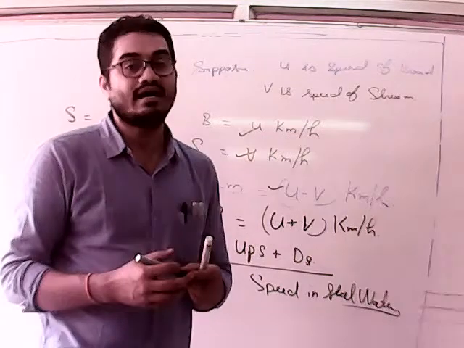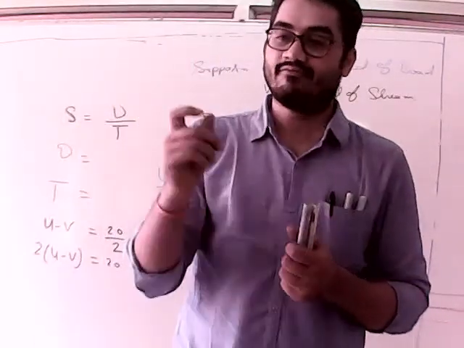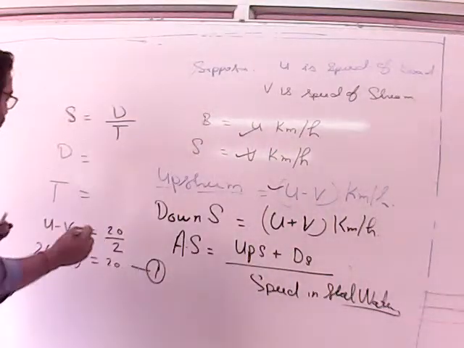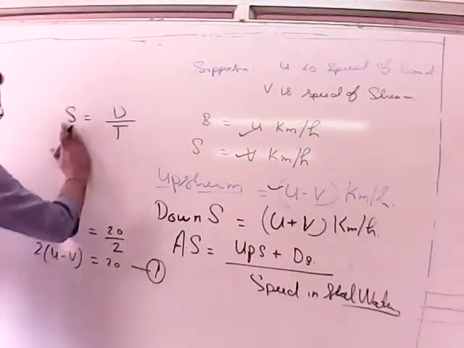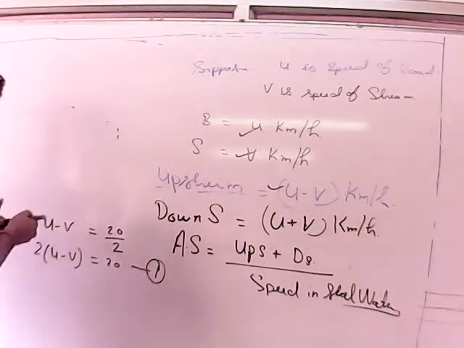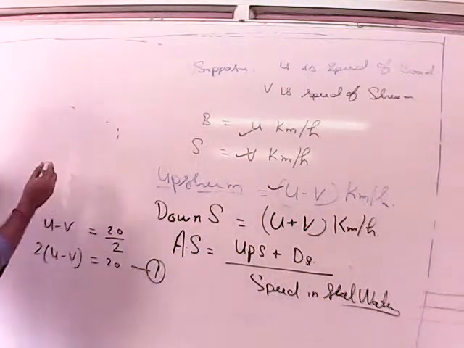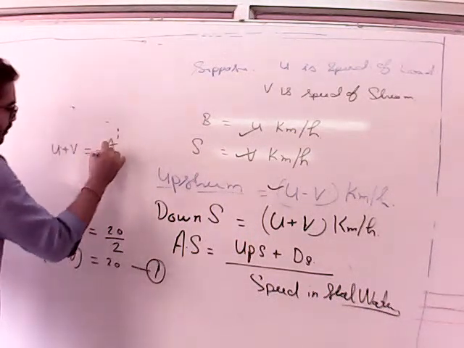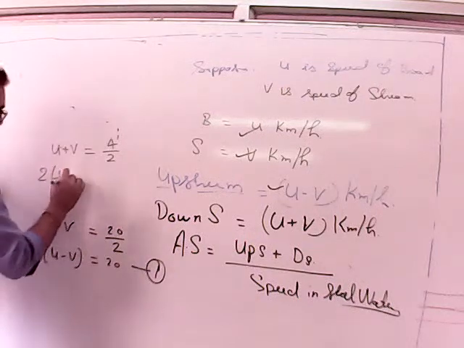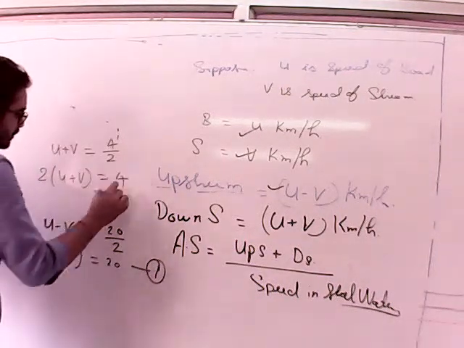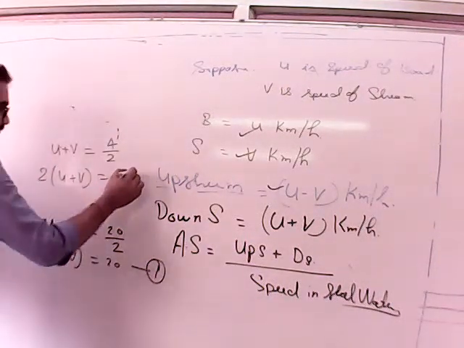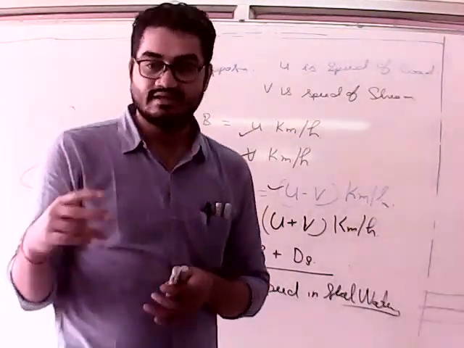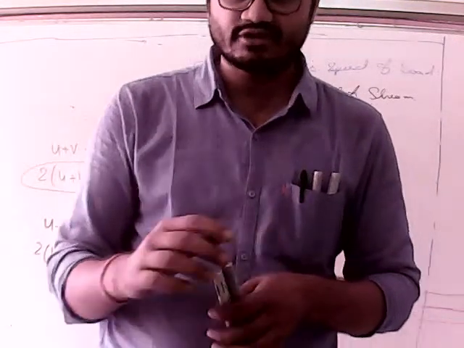सेकंड डाउनस्ट्रीम का ऐसे इक्वेशन बनेगा, डाउनस्ट्रीम का क्या होगा? u plus v, उसमें क्या है? 4 किलोमीटर है, तो 4 upon 2, let us solve it. So in that case what will be the equation? In that case equation will be u plus v is equal to 4 upon 2, two equations we are having, now solve them, so you will get the answer. So that is the speed based question.